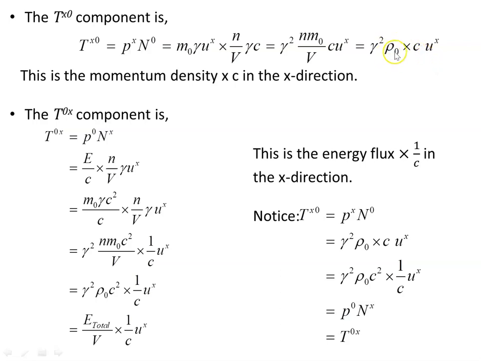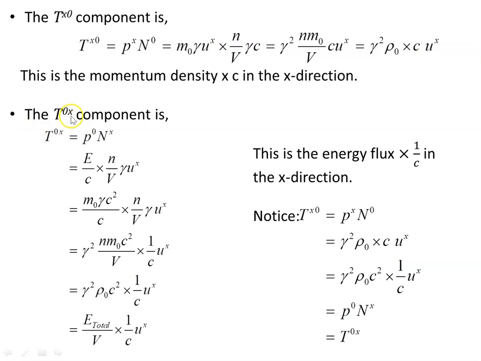Because remember, this is rho 0, the density in the rest frame. This is gamma squared because now this is the density in some other frame, moving with respect to frame S, and times this factor of c, and it's in the x direction, so the motion, if you like. So this is the mass times the velocity, momentum, times a factor of c. So it's the momentum density, rho 0 density. It's not just mass, but mass over volume, so it's density. So it's the momentum density in the x direction times a factor of c.